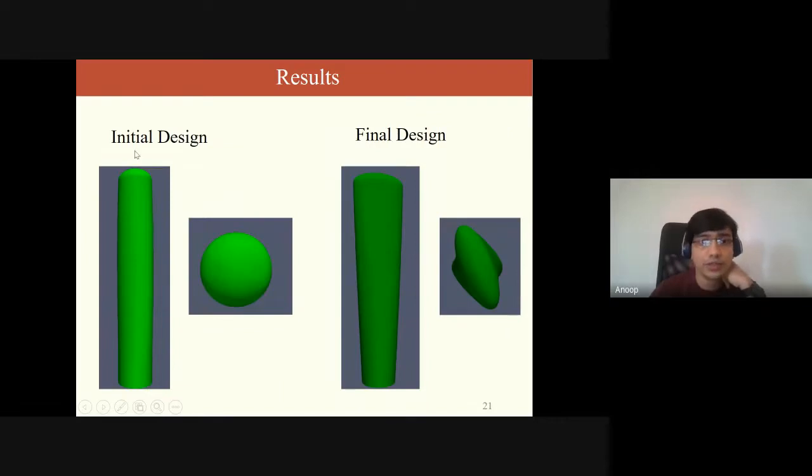And so this is what our initial design was. We started off with a circular geometry from the top, and we ended up at a very elliptical geometry.